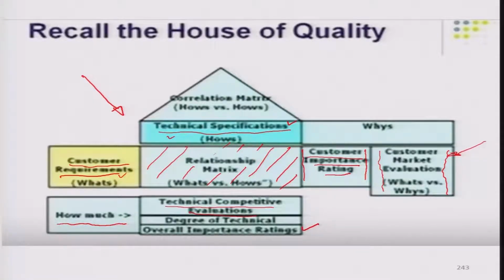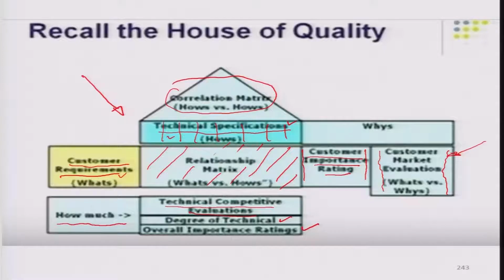And then we can evaluate the degree of technical maturity of again our organization or our process with respect to the competitor's process. So all this, with a correlation matrix about the different technical specifications and their associated correlations, which is available in this roof part, formulates what we call the house of quality.